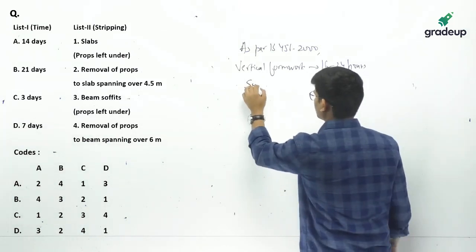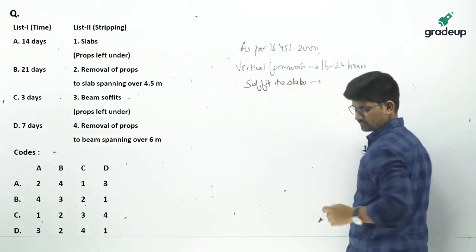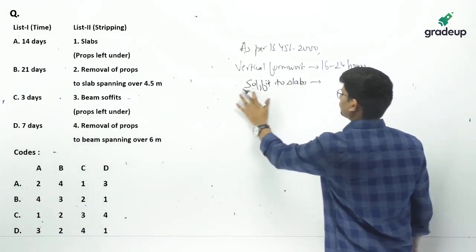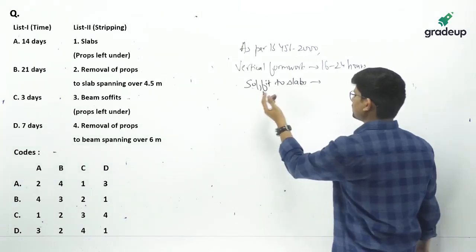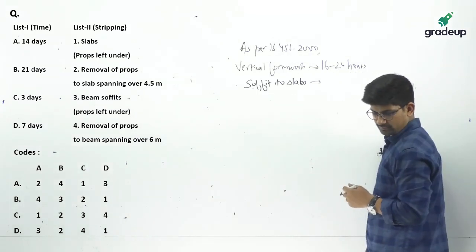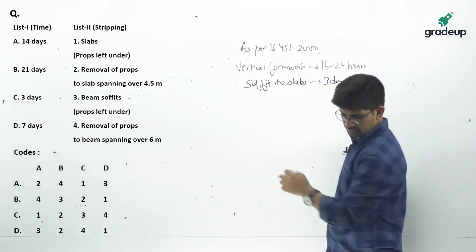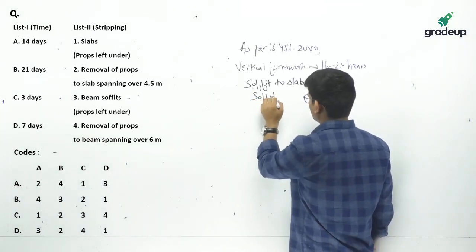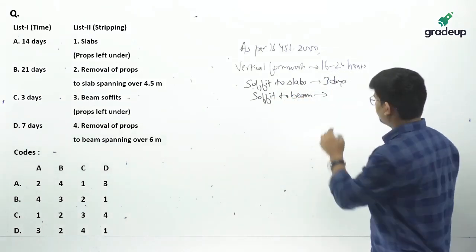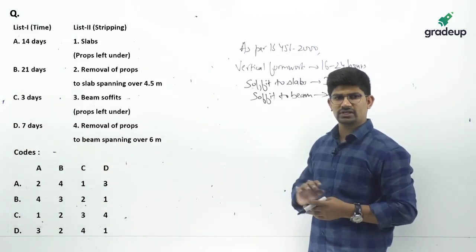Then soffit to slabs. Soffits are bottoms. Okay, soffit, sorry, sides. Soffit is bottom to slabs, but you have to place the props. Okay, this is to be removed in 3 days. Now soffit to beam is to be removed in 7 days. This table you can find in the IS code also.